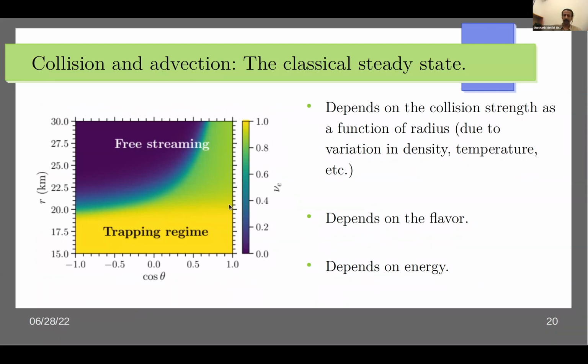So this is an illustration of what the advection and the collision terms together do. On the x-axis, you will see the angle with respect to the radial direction, and the y-axis is the radius. When the radius is very small, you will see that the neutrino number density does not depend on cos theta. That means the neutrino angular distribution is isotropic. But as we go to larger and larger radii, the density keeps falling. So the neutrinos start becoming free streaming and they become forward peaked. So the neutrinos are only going in the forwardish direction, and there's no neutrino going in the backward direction. So this is what the neutrino distribution should look like if there was no flavor transformation.